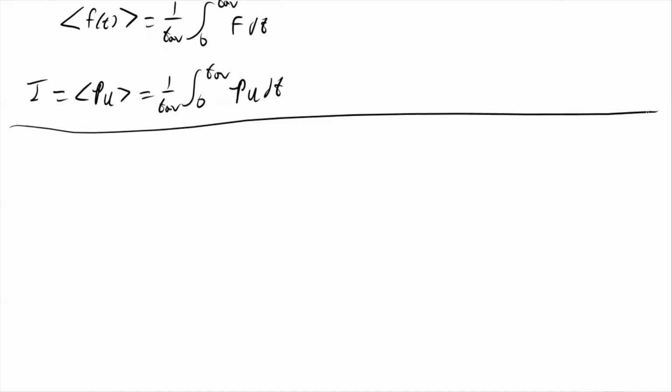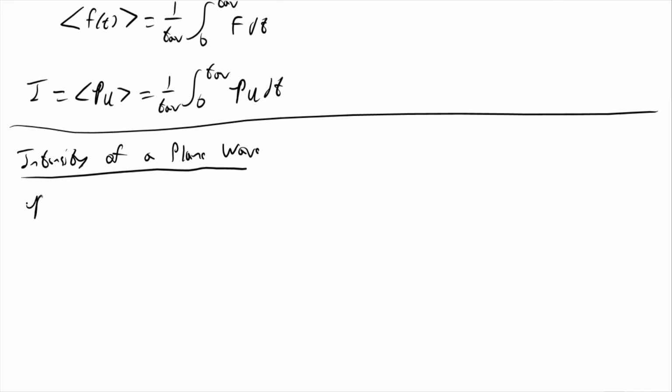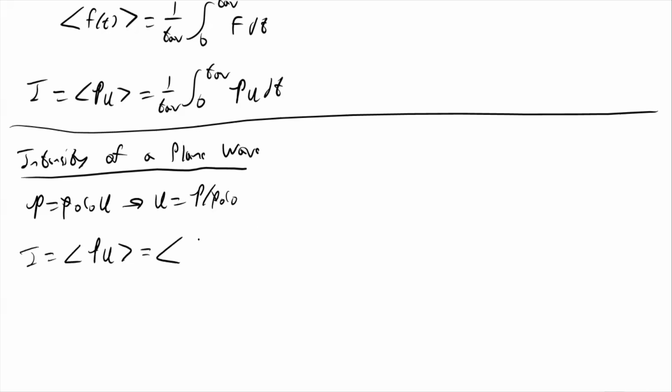So let's now calculate the intensity of a plane wave. You might recall, or you might know, that for a plane wave, pressure is equal to rho naught c naught U. So pressure is equal to density times the speed of sound times particle velocity. When we take intensity, we're taking the time average of P times U, so let's write U in terms of P. U is equal to P over rho naught c naught. So our intensity is P squared over rho naught c naught.